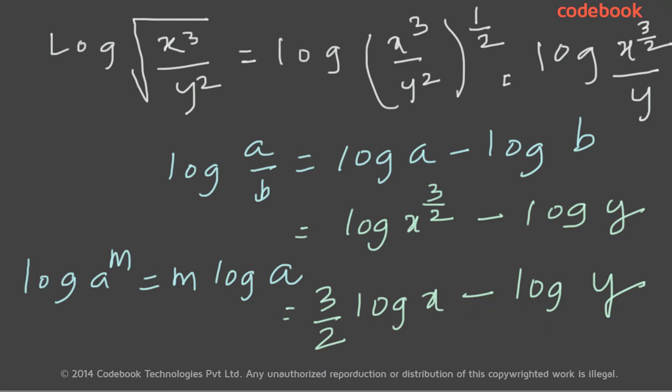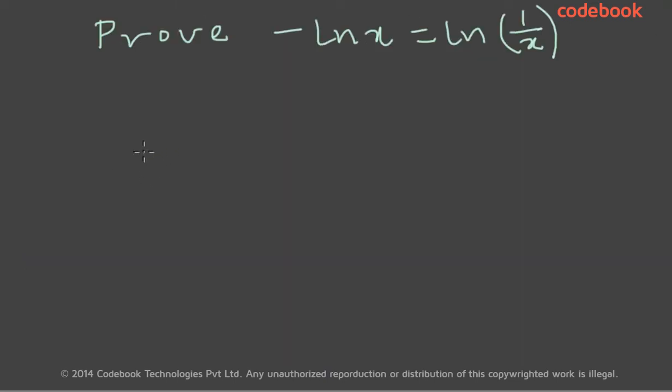The next problem that we will solve is actually we will prove a statement which is minus ln x is equal to ln of 1 by x. So this is natural logarithm. So the laws of logarithms that we have discussed so far can be applied to logarithms of any base, irrespective of whether it is a standard logarithm with a base 10 or a natural logarithm with a base e, or as a matter of fact any other base.